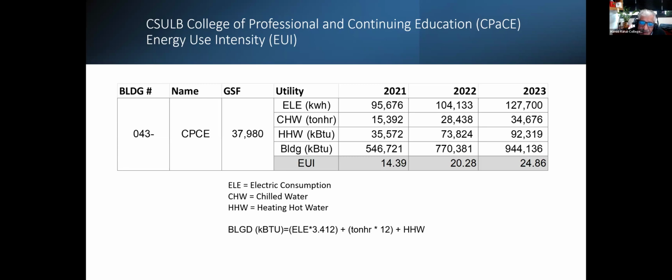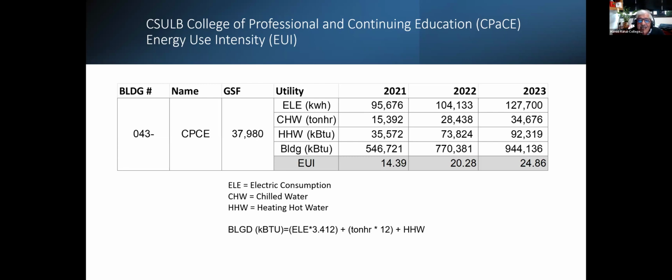And then you need to divide this by the square footage of the building, which is almost 38,000 square foot of the building's conditioned area. And then you can see that you get an EUI of 1439. And then it increases because of the increased usage of that. And for 2023, it was close to 25.